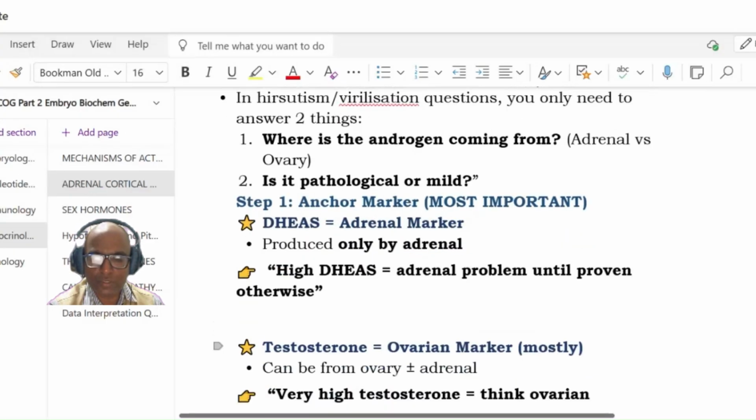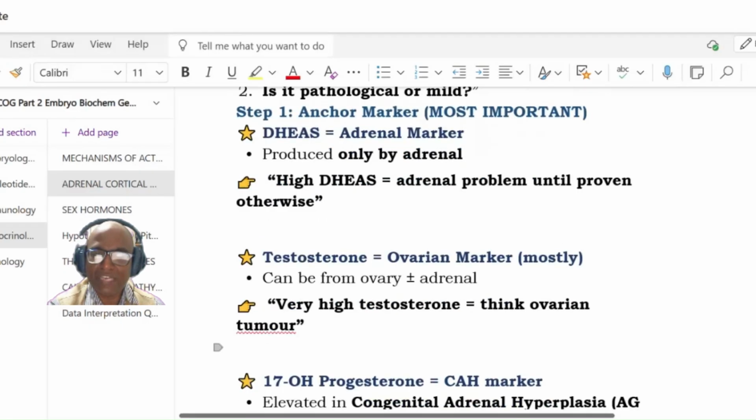Now coming to the testosterone, it is the ovarian marker, mainly ovarian, because even if androstenedione and DHEAS increase, they will also get converted to testosterone peripherally, but the amount is less. So markedly increased testosterone is an ovarian marker. It can be from the ovary, it may be from the adrenal also. But very high testosterone, think of ovarian tumor.